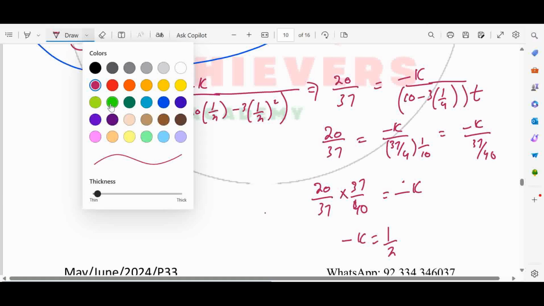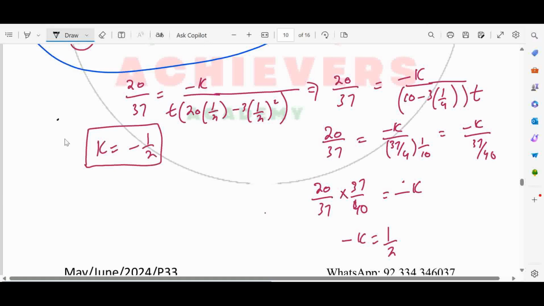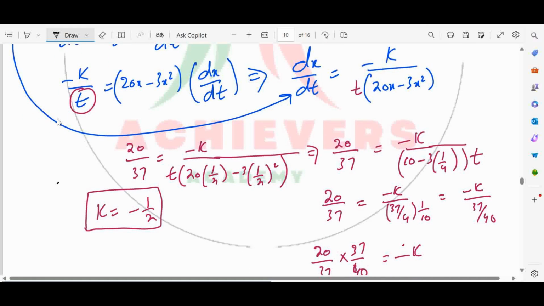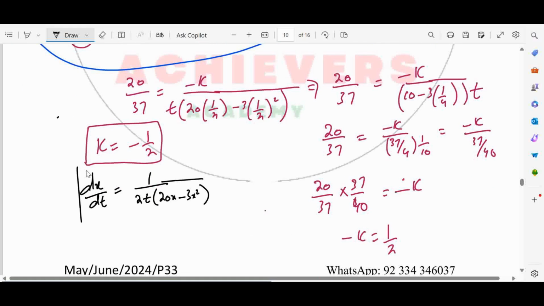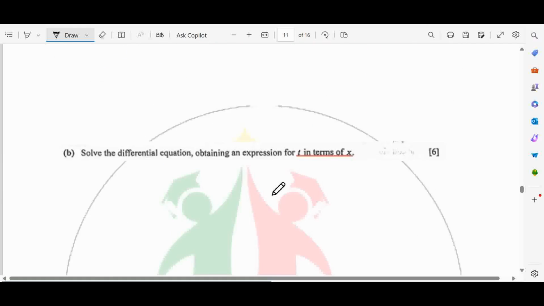Now what we can do is put it in the above equation, that dx by dt will be equal to, minus means this will now be plus, so 1 by 2t into 20x minus 3x square. That is what we had to prove, and it's proved here. I hope the concept is clear. Let's move to the next question.